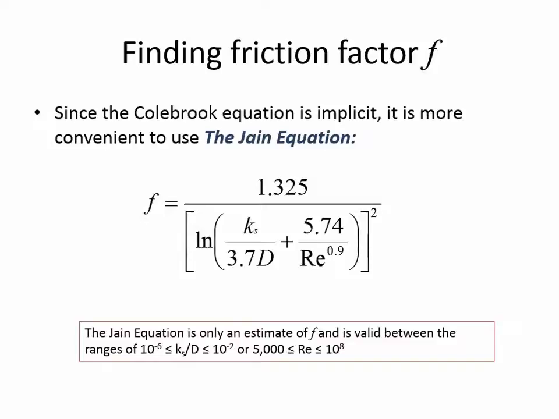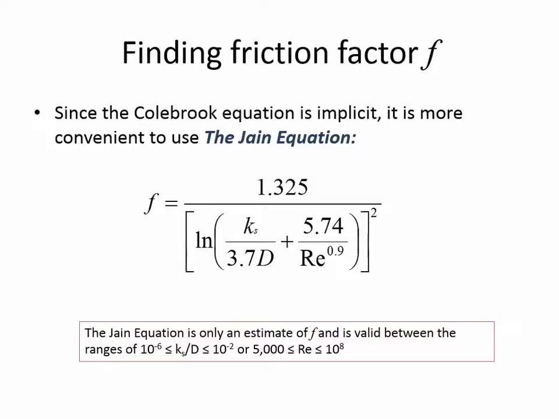Since Colebrook is implicit, it's a lot of work, but this Jain equation, which is on screen here, is not implicit, it's explicit. The limitation, though, is that it's not valid over the same range that the Colebrook is. Remember, the Colebrook equation is always valid, but the Jain equation should only be used when the ratio of k sub s to d is between 10 to the minus 6th and 10 to the minus 2. So there's only a certain range of relative roughness it'll work for. And the other thing is it's only valid over a narrower range of Reynolds numbers.